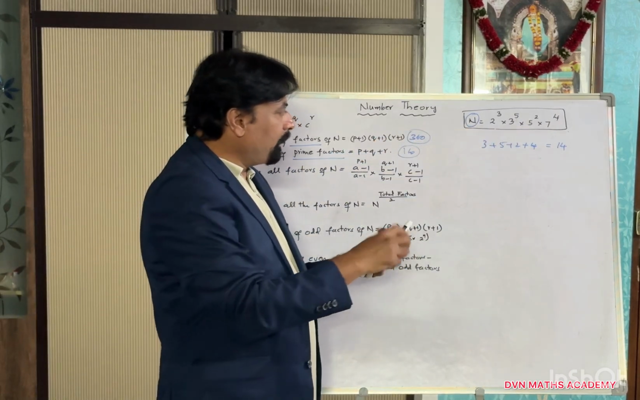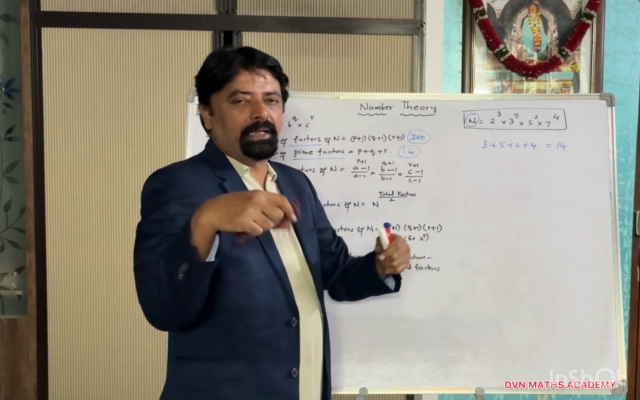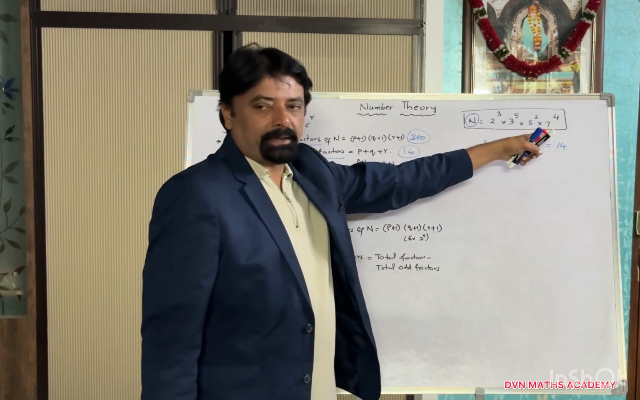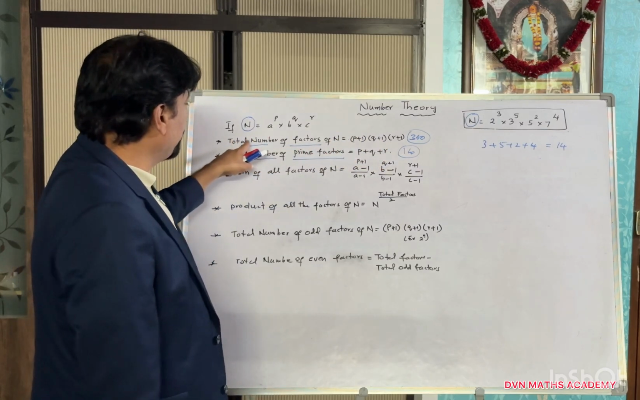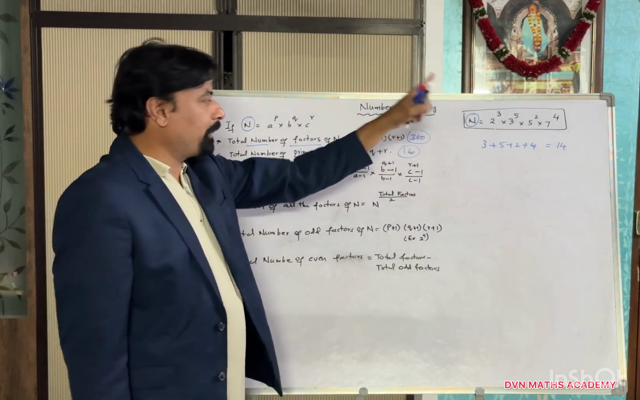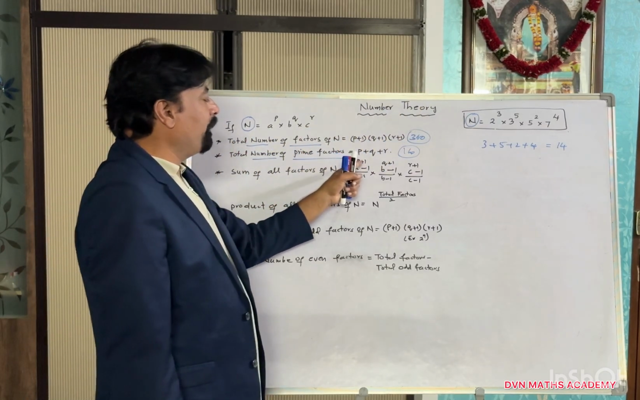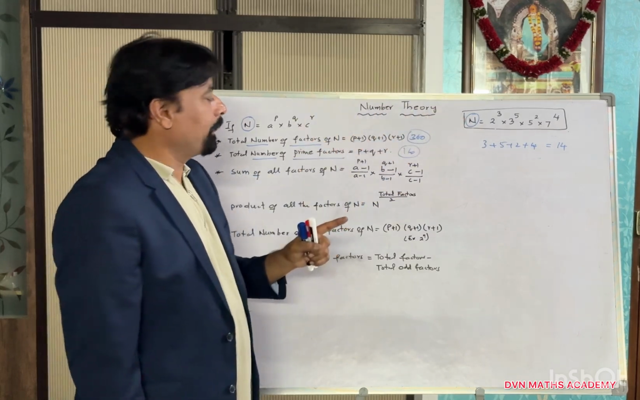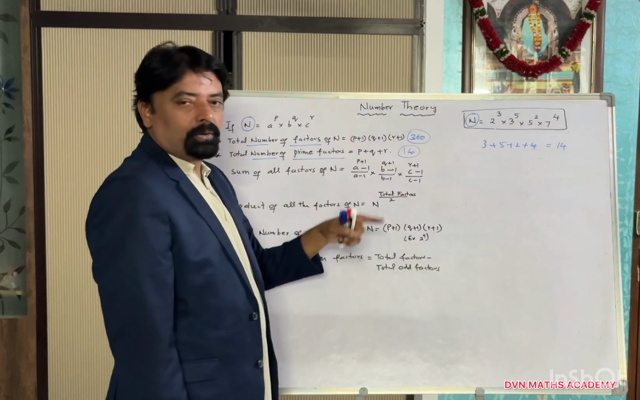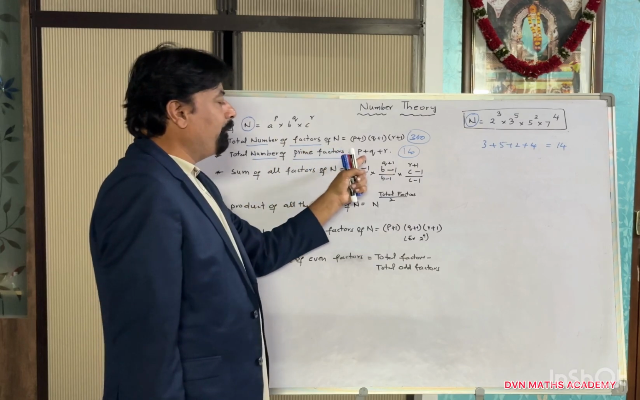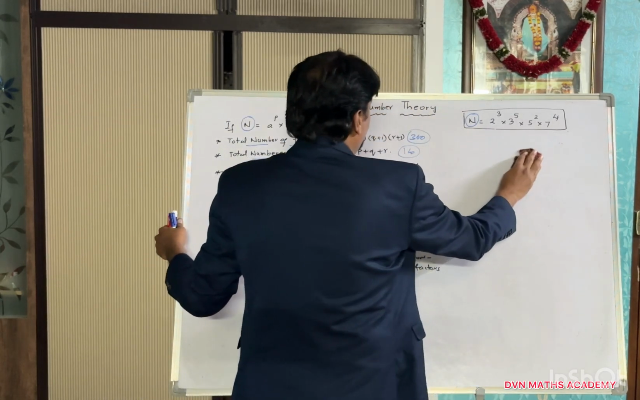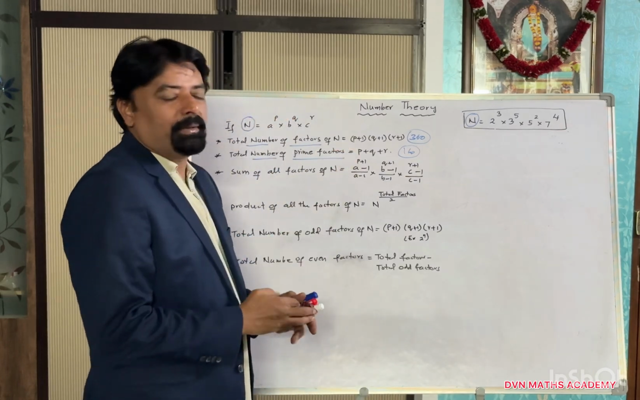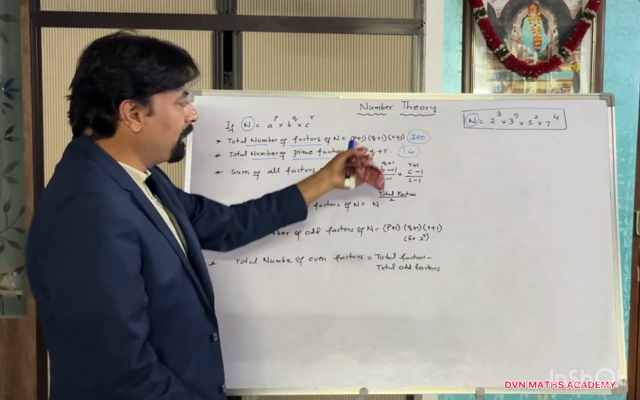After this class, take any number, make its prime factorization, and practice by using these formulas, and you will get the total number of factors of that particular number and the total number of prime factors of that particular number. Like this, we can find the total number of prime factors of the given number. So this is the formula: p plus q plus r, where p, q, r are the exponential values of our prime factors.